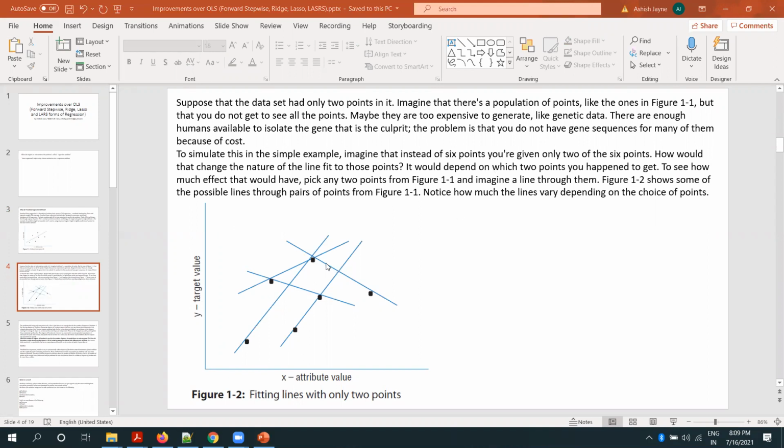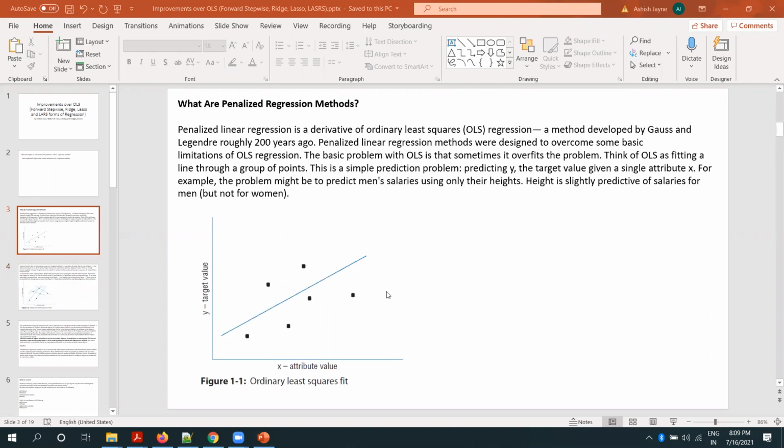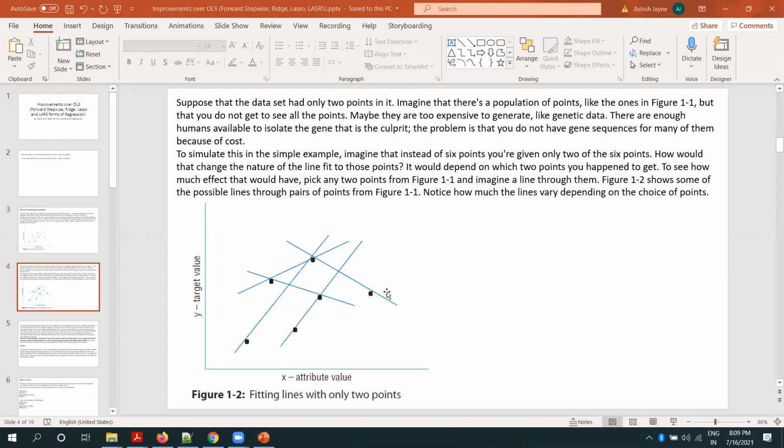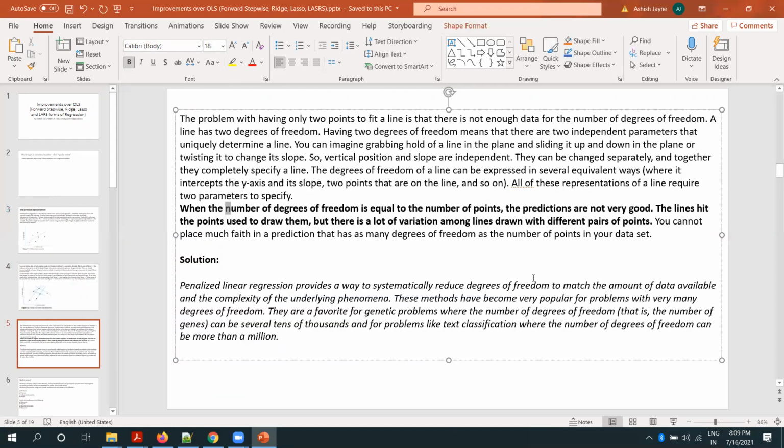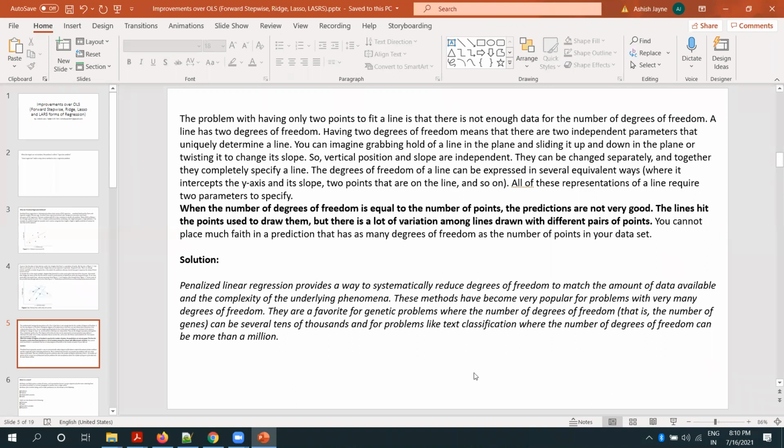You would never get a good solution, because a line has 2 degrees of freedom, and if you only have two points, that means the number of points is equal to the number of degrees of freedom. This would result in poor predictions. The lines hit the points used to draw them, but there is a lot of variation among lines drawn with different pairs of points. Penalized linear regression provides a way to systematically reduce degrees of freedom to match the amount of data available and the complexity of the underlying phenomena.